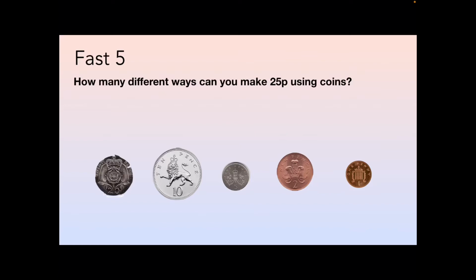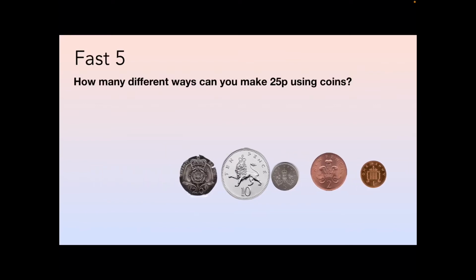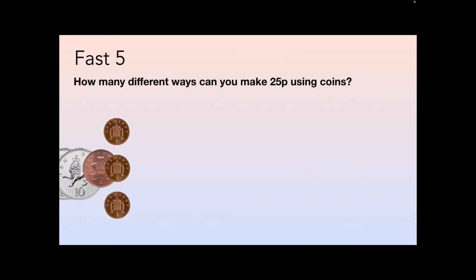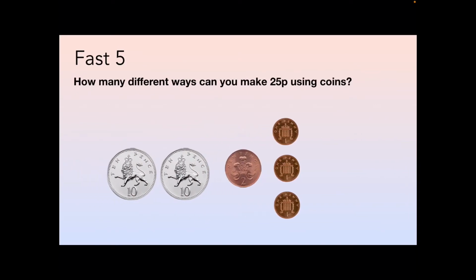We can use them as many times as we like, and then how many different ways can you think of to make 25p? So one example would be this. We could make 25p using two 10p's, a 2p and three 1p's. How many different ways can you think of to make 25p using coins? You can pause the video now and try and think of a few different ways to do that.